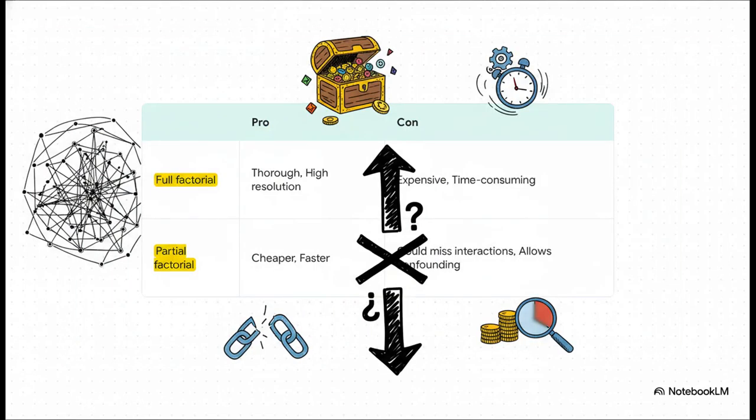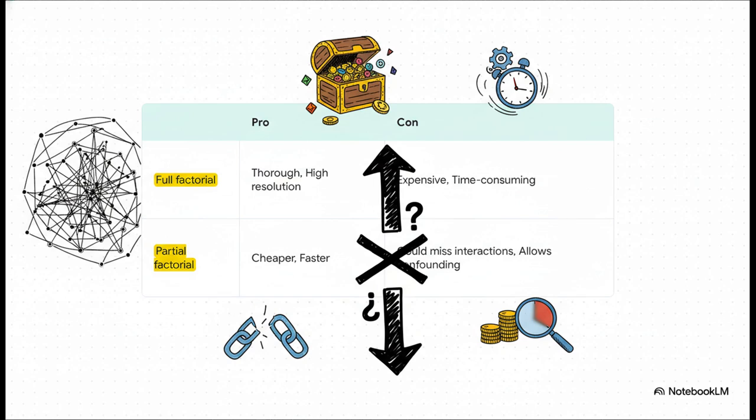A full factorial design is incredibly thorough. It gives you this high-resolution map of every single effect and interaction. You miss nothing. The downside, of course, is that it can get insanely expensive and time-consuming. With just 5 factors at 2 levels each, you're already running 32 tests. 10 factors? That's over 1,000.